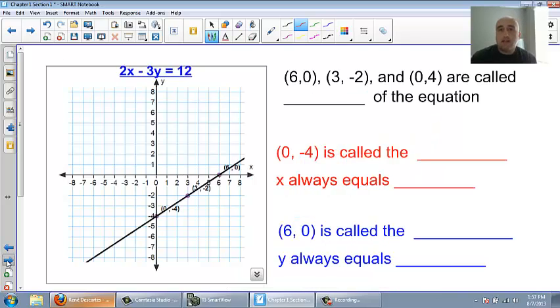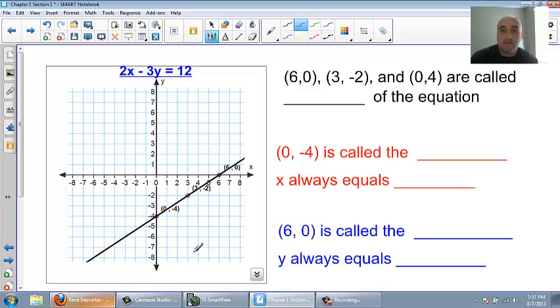Moving on. Here's another example of a Cartesian plane with a linear function in it. The equation of this is 2x minus 3y equals 12. We just need to go over a few things from this. On the screen, there are 3 points that I've listed. The 3 points are (6, 0), (3, -2), and (0, -4). Hopefully you can see those well.